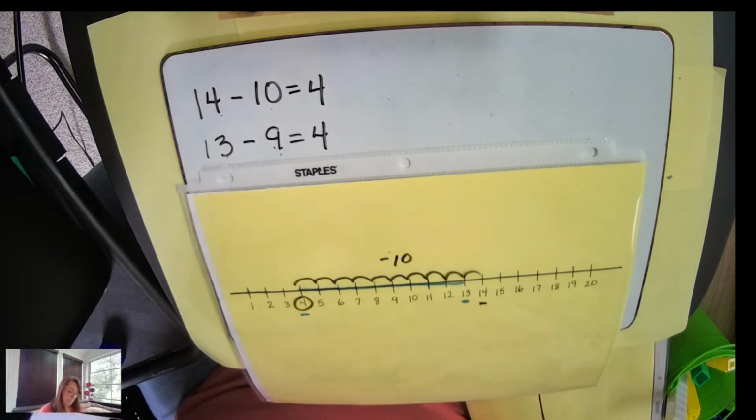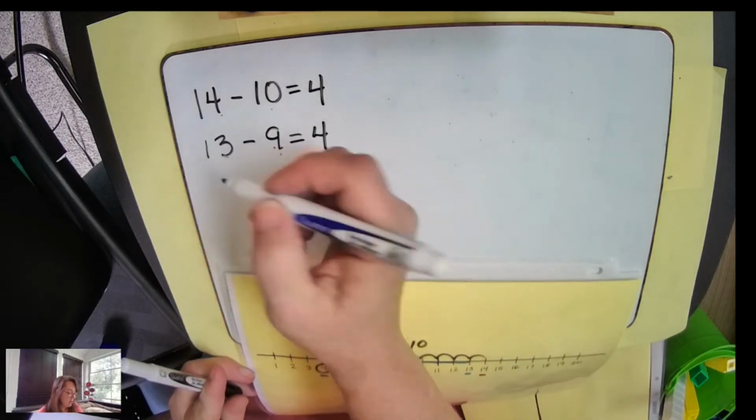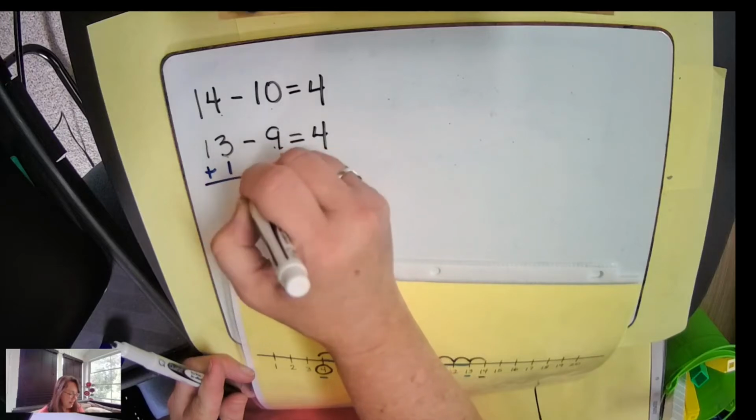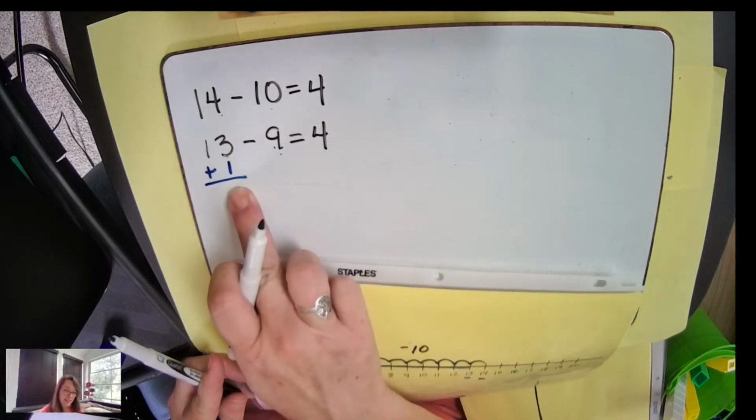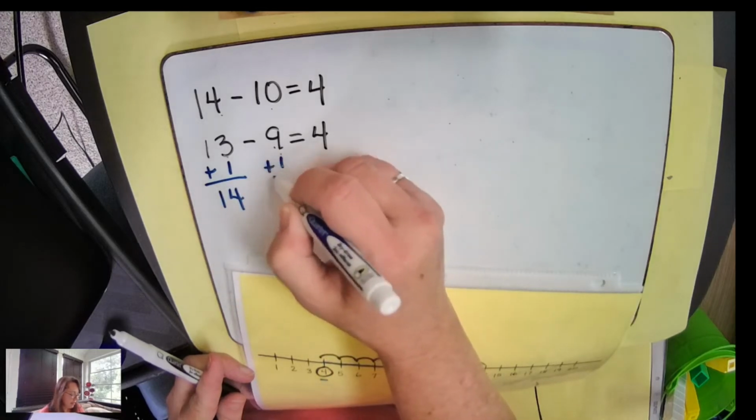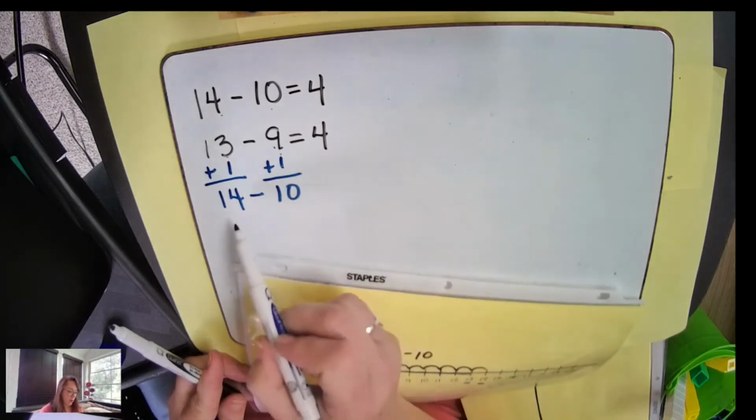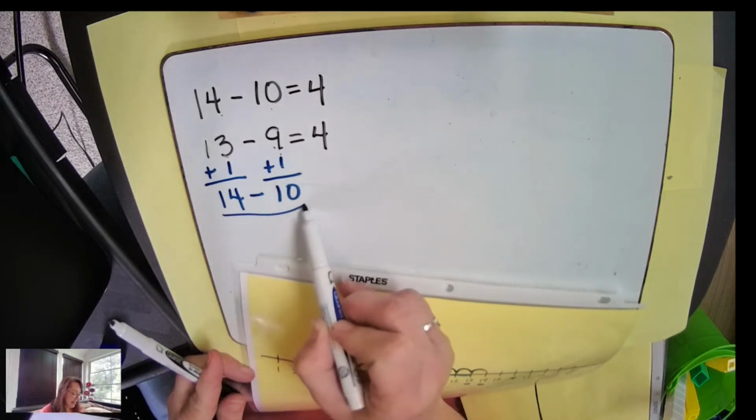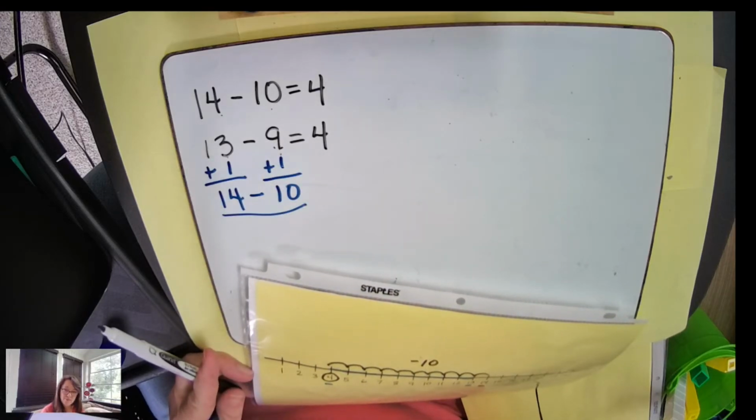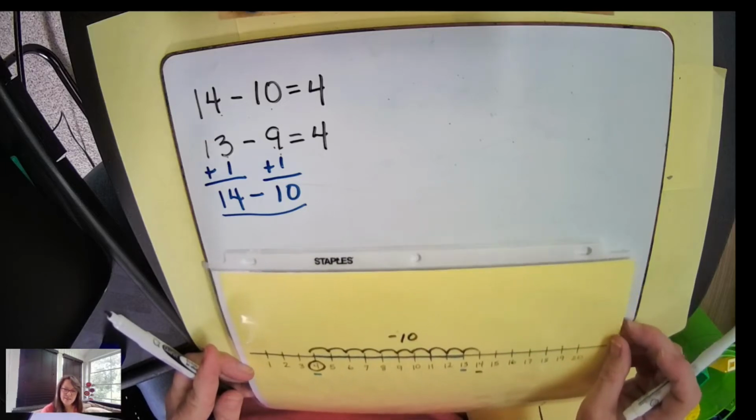So by adding 1 to 13 and adding 1 to 9, we get the same problem as we had before. Why would we want to do something like that?